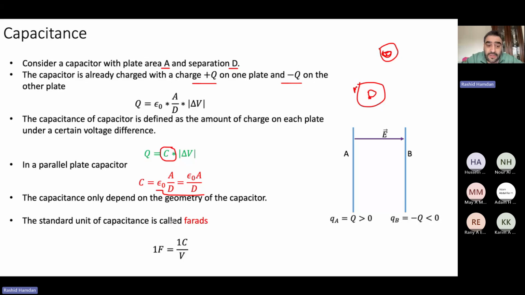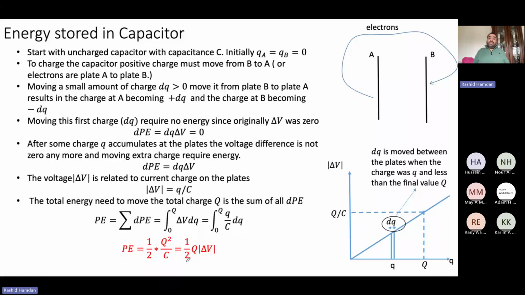Now, the unit of capacitance, this quantity, we can relate it to Newton, and epsilon 0 is related to Newton, Coulomb, and meter squared, and then we have meter squared in the area with D. Or we can find it from this equation, it's Coulomb per volt, and that is usually called a farad. So 1 Coulomb per volt is called 1 farad. So now we said that this is a device used to store energy. So we need to know how much energy is stored inside the capacitor.